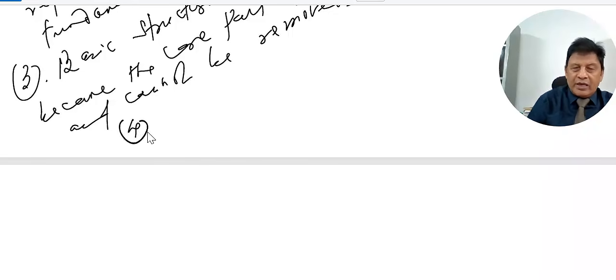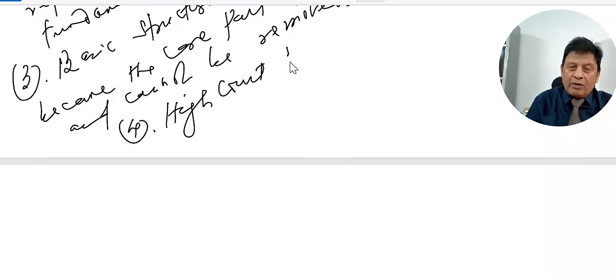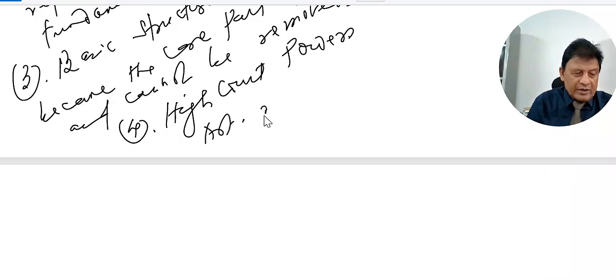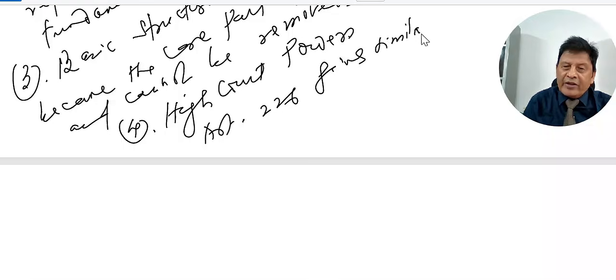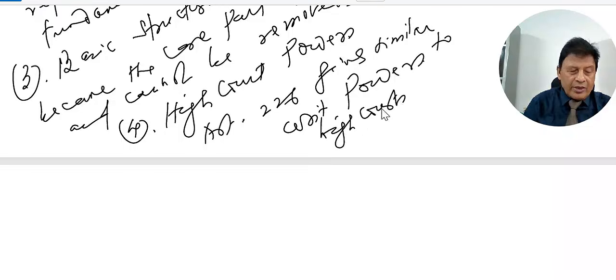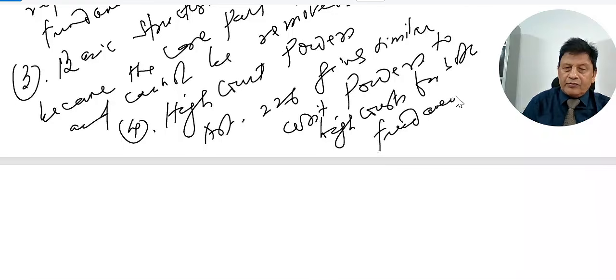And next point regarding the features of Article 32, come to the High Court powers. Article 226 gives similar writ powers to High Courts, for both fundamental and normal legal rights. Okay.